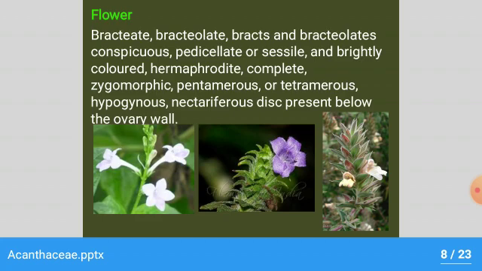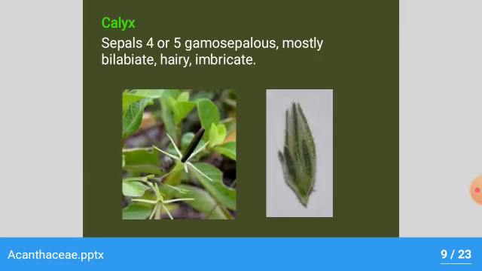Then pedicellate, the flowers having a pedicel, or sometimes sessile, and brightly colored corolla. Hermaphrodite, that is bisexual in condition. Then complete flowers, zygomorphic, and pentamerous or tetramerous condition. Ovary superior, nectariferous disc present below the ovary wall. Calyx generally sepals 4 or 5, gamosepalous, mostly bilabiate. Then pubescent throughout, sometimes glandular hairs present on the outer surface. And then imbricate aestivation.